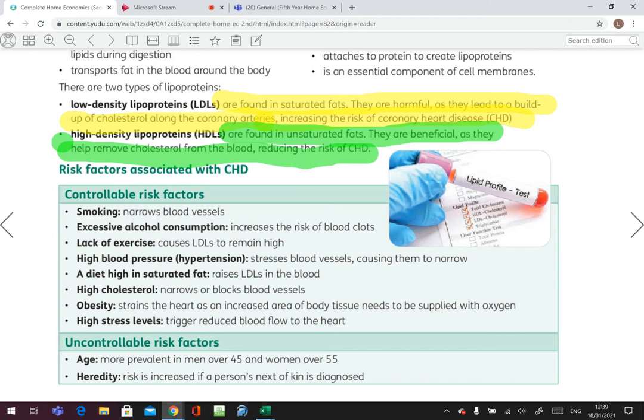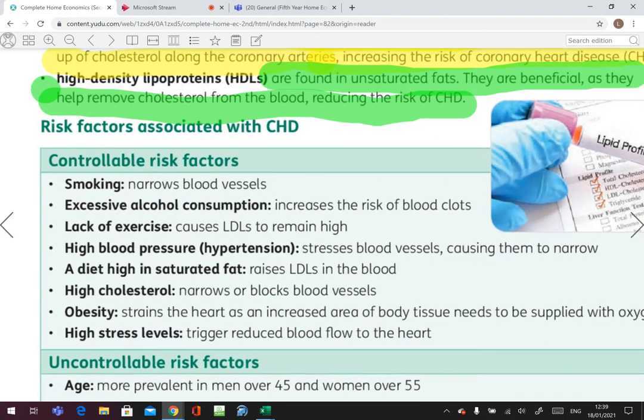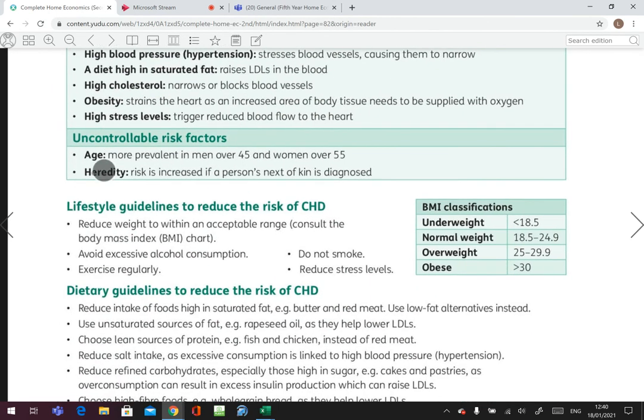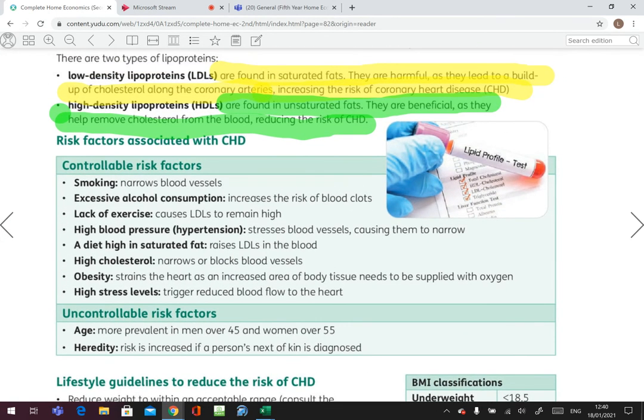So what can we do to reduce our risk of CHD? If somebody smokes, they will narrow the blood vessels, so we can stop that. We'll go down to the lifestyle guidelines. These are controllable. So excessive alcohol consumption, going over your recommended units a week.